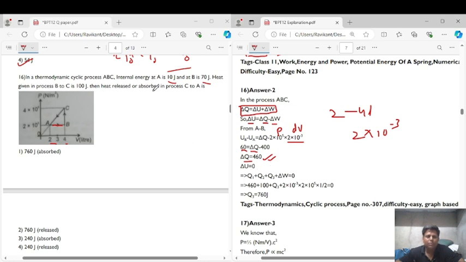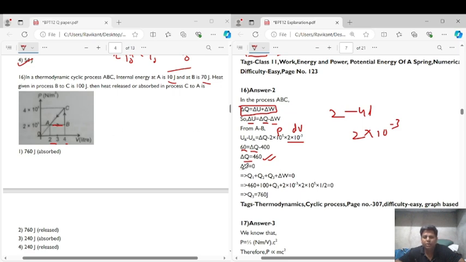Now, moving on, in a thermodynamic cyclic process, the internal energy changes and heat is exchanged. In this entire cyclic process, the change in internal energy will be equal to 0 because the initial and the final point will be the same.